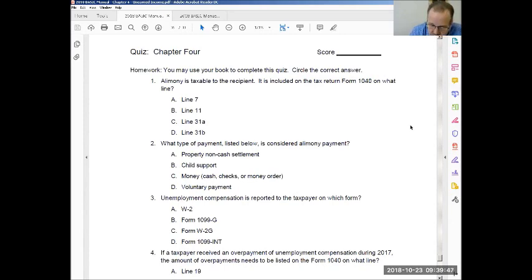Alimony is taxable to the recipient. It is included on the tax return Form 1040 on what line? B, line 11. Yep. All right, Jim, number 2.